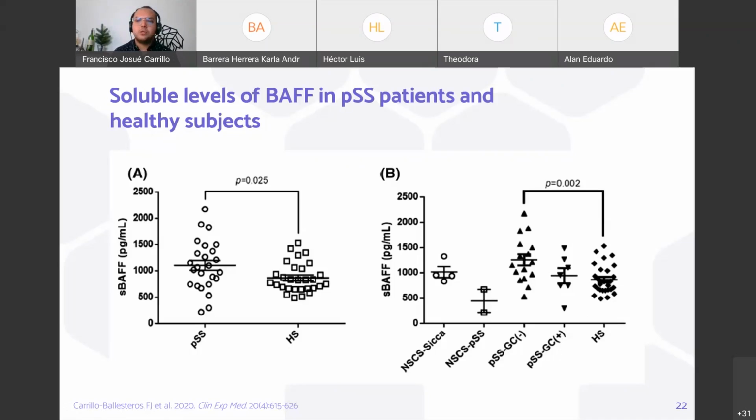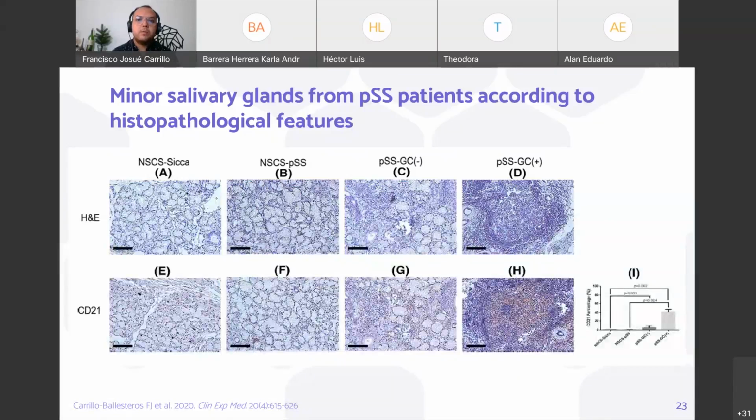So the next question was to assess and evaluate whether this finding will be the same in the expression of the glandular tissue. So we made some immunohistochemical stainings. First, we characterized these patients by the CD21 marker, which is a follicular dendritic cell marker that could lead us to identify and classify these patients into the study groups that I talked to you about before.